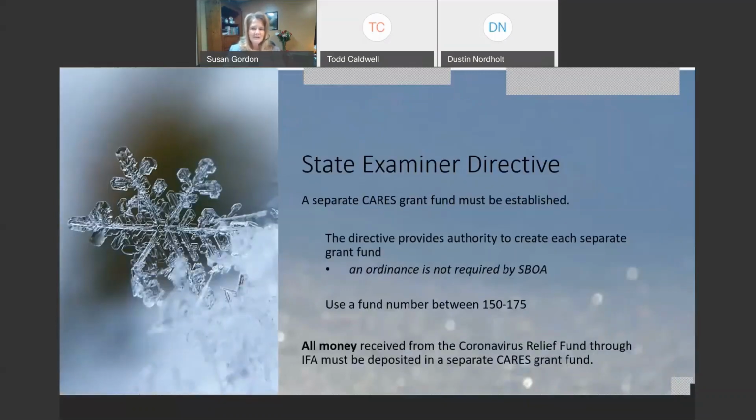Okay, so the State Examiner Directive says a separate CARES grant fund has to be established. The directive gives the authority to create that separate grant fund, so you do not need an ordinance, or at least Board of Accounts is not requiring you to have an ordinance. And again, you would use a fund number between 150 and 175. All money received from the Coronavirus Relief Fund through IFA must be deposited into a separate CARES grant fund.